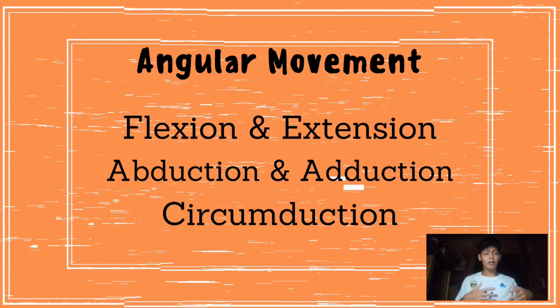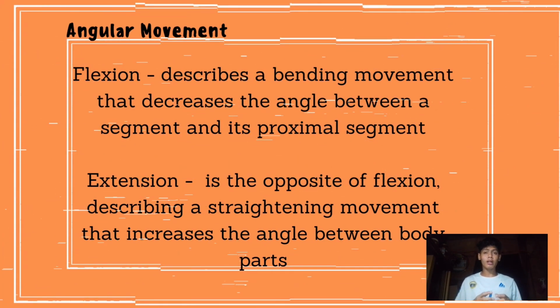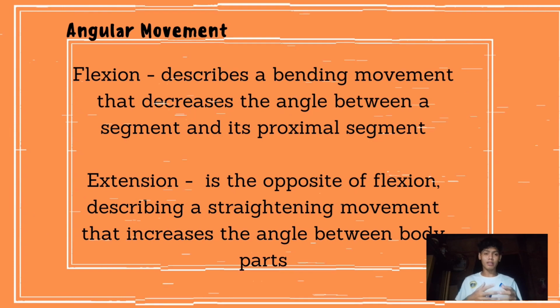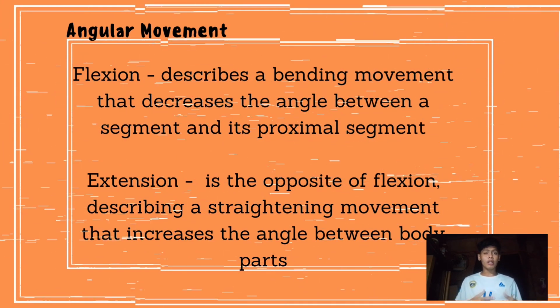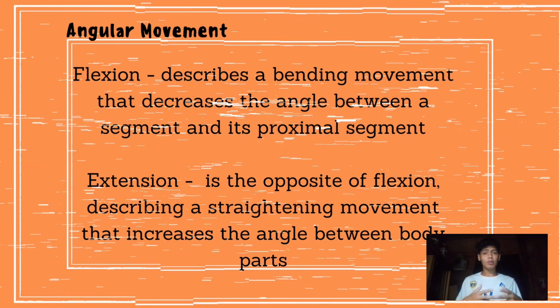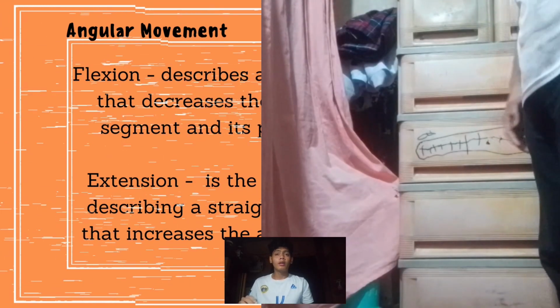And when we say flexion, it describes a bending movement that decreases the angle between a segment and its proximal segment. And when we say extension naman, it is the opposite of flexion, describing a straightening movement that increases the angle between the body parts. When bending and decreasing the angle of the palm or hand and hips, that's what we call flexion. And when straightening and increasing the angle of the palm or hand and hips, that's what we call extension.